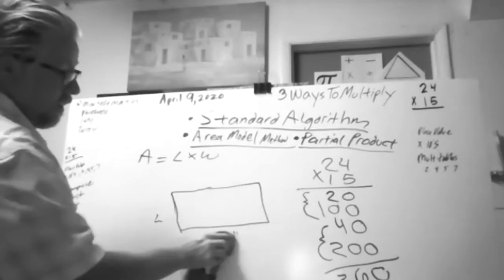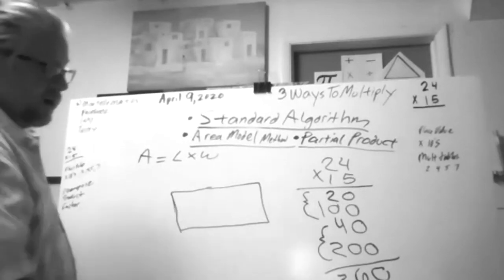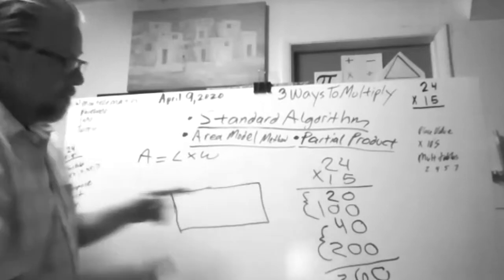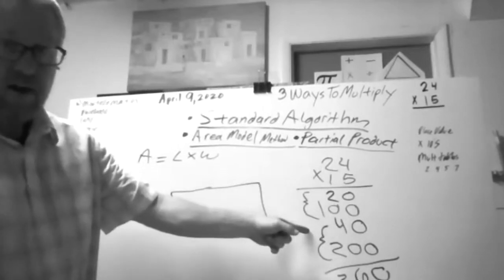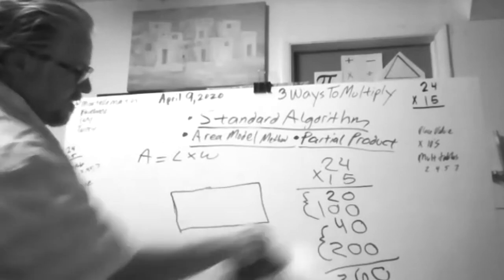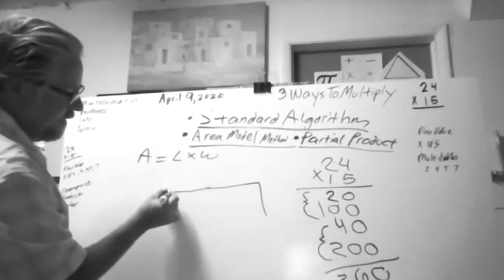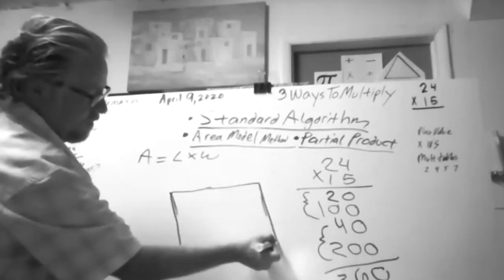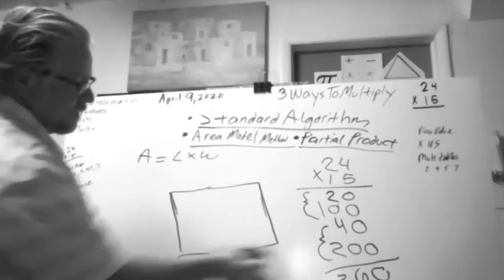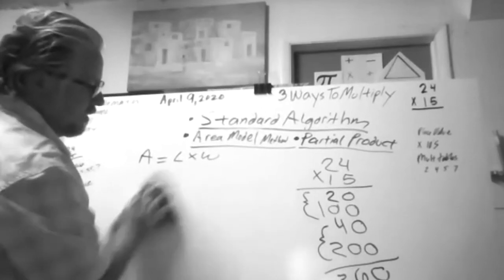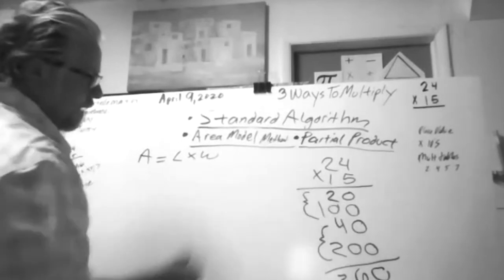Yes. All right. Now, here's where decomposing your numbers meets area model meets partial product. I'm going to redraw this. I don't like the shape of this. I want it to be a little bit bigger so I can have bigger numbers. Is that okay? All right. So our number is 24 times 15.